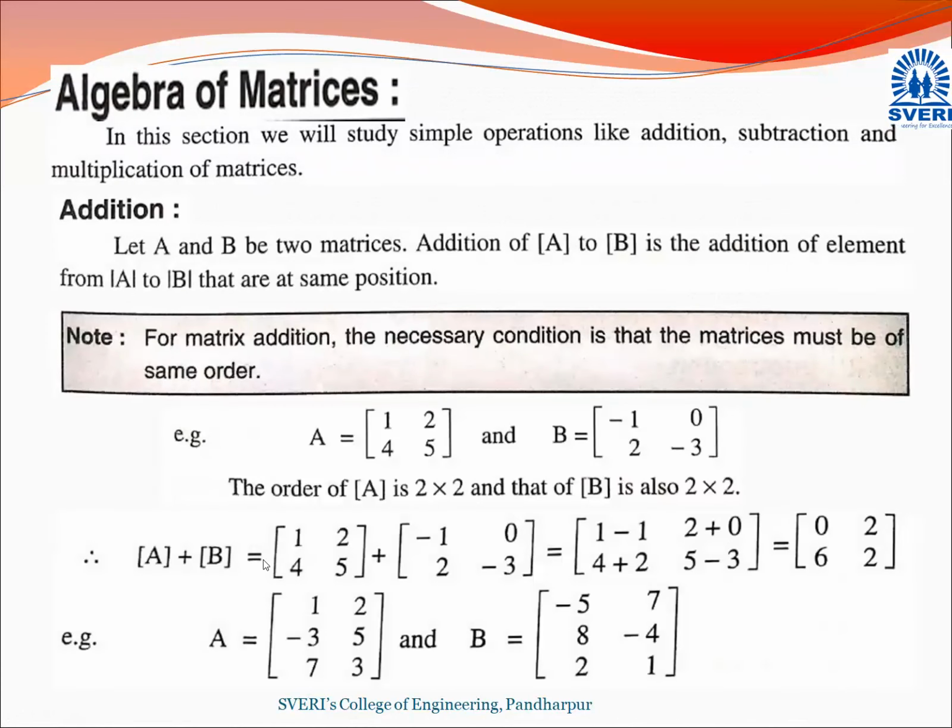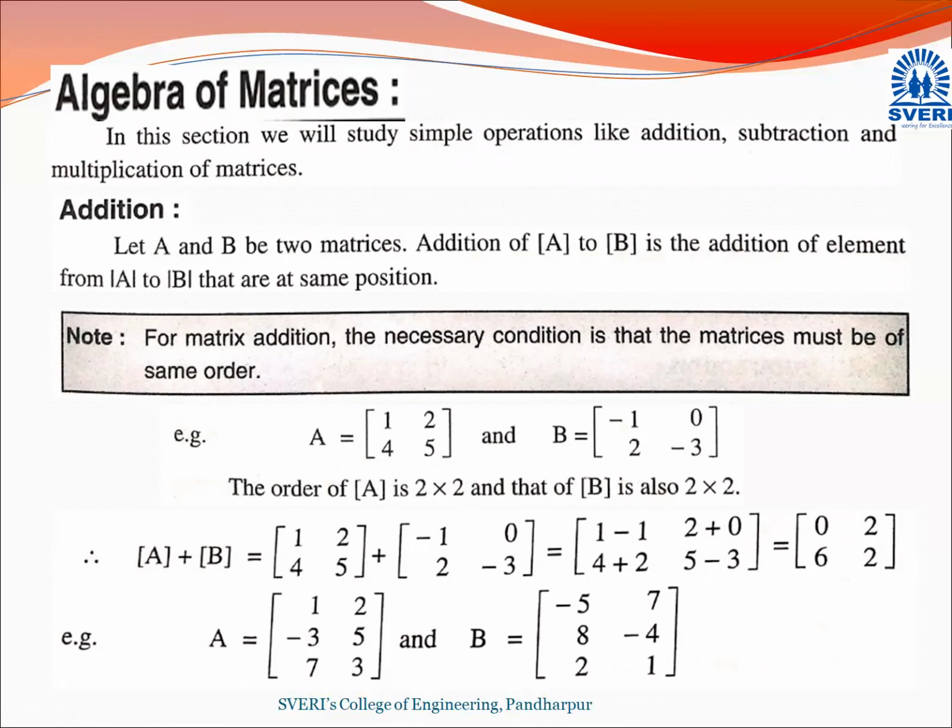Now going for the algebra of matrices, we can add two matrices, subtract, multiply. Means whatever mathematical operations are there, we can apply them to matrices. Now going for addition, consider the two matrices A and B. We can add the two matrices like this. Suppose A is equal to 1, 2, 4, 5 and B is equal to minus 1, 0, 2, minus 3. So the order of A is 2 by 2 and the order of B is also 2 by 2.